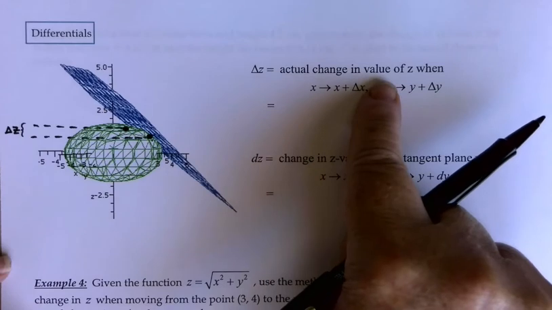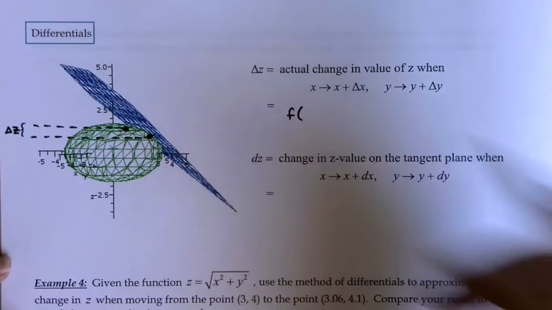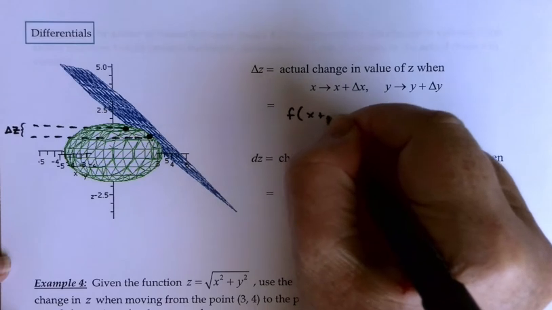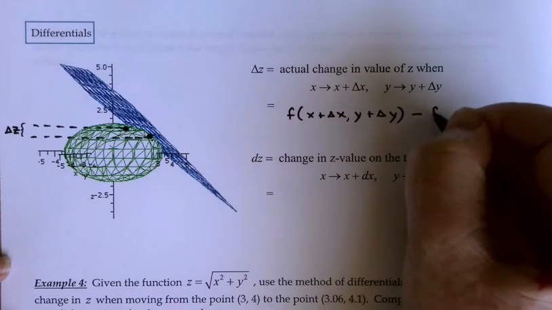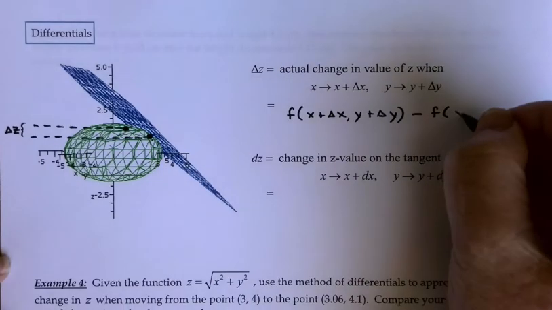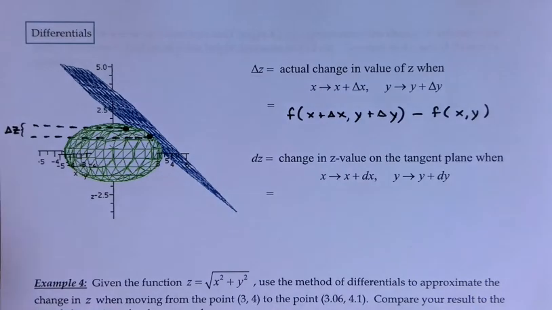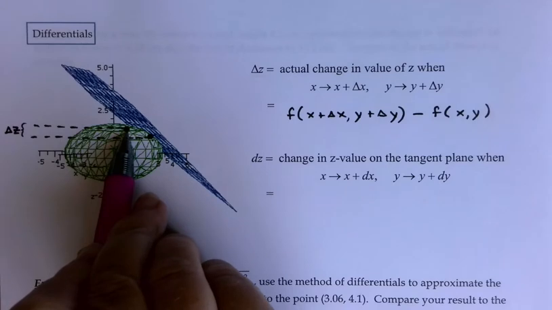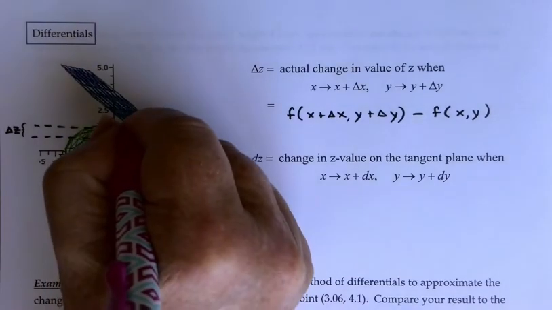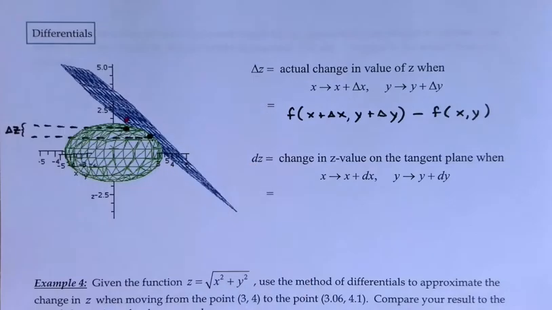And the actual change would just be f of the new x and y values, x plus delta x, y plus delta y, minus the z-value originally, f of x, y. Now, in many cases, that's a relatively complicated thing to calculate if you don't have a calculation device. So once again, we're going to say, is there a way to approximate it? In order to do that, instead of using the actual new z-value, we use the z-value up here on the tangent plane instead.